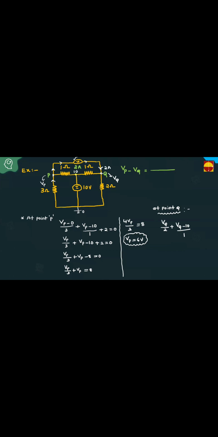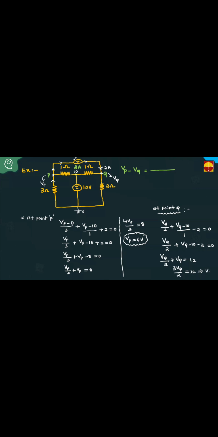How much current is entering? 2 amperes of current is entering. I told you already, the entering currents are taken as negative. Then Vq by 2 plus Vq minus 10, this is minus 2, equal to 0. This Vq by 2 plus Vq is equal to 12. This is 3 Vq by 2 equal to 12.